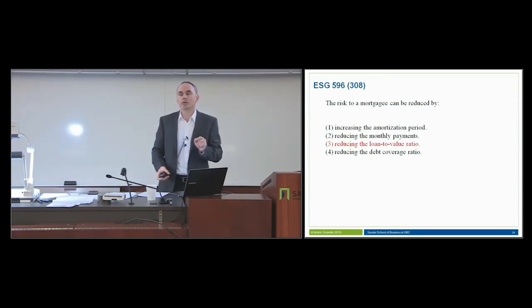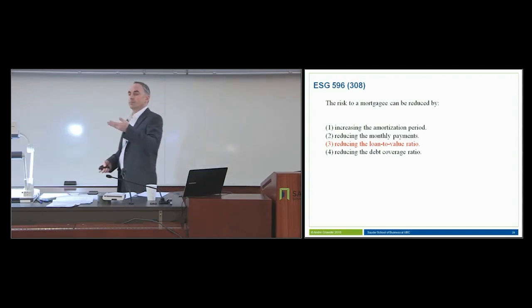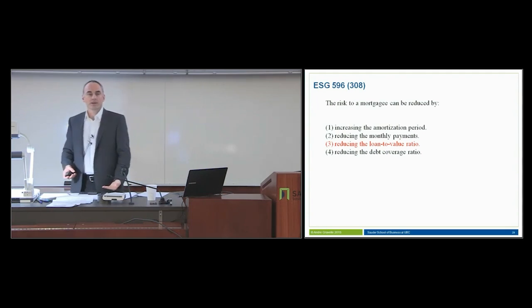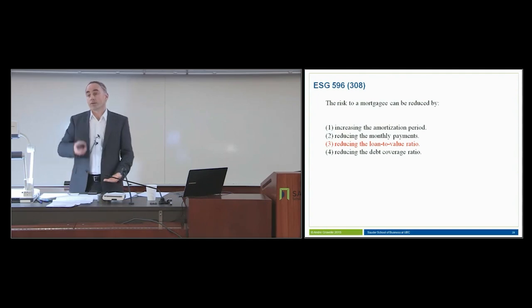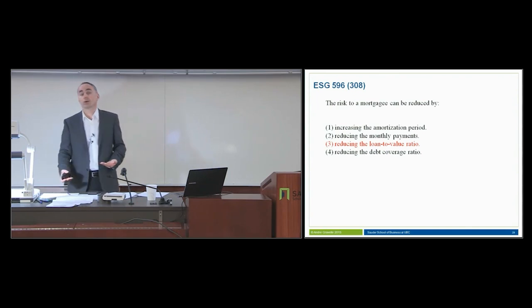So loan-to-value ratio is about risk. And if we lowered the loan-to-value ratio, say from 80% to 50%, is there less risk to the lender? Absolutely. Because now the value of the property could fall by half, could fall by 50% before they might lose any security in their loan.